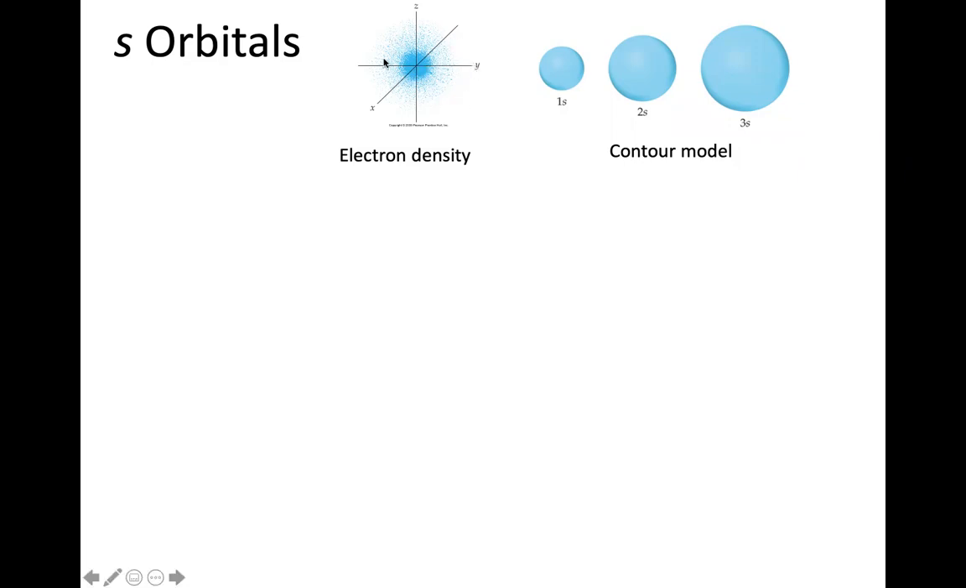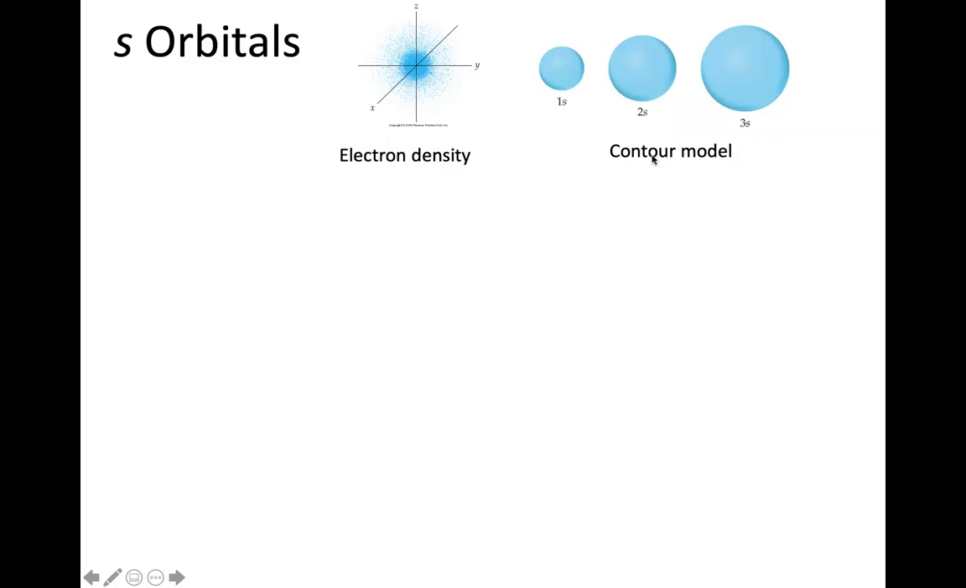Now, instead of always drawing those dots, these contour models, which look like spheres, are simply being drawn to encompass, usually, about 90% of the time where the dots would be found. So instead of drawing all those dots again and again, they just draw spheres to represent that general shape.